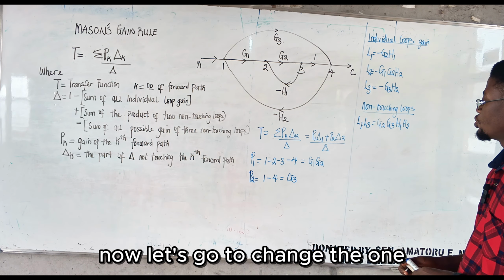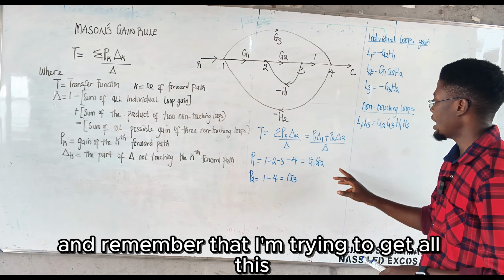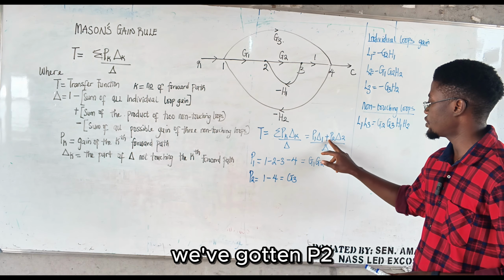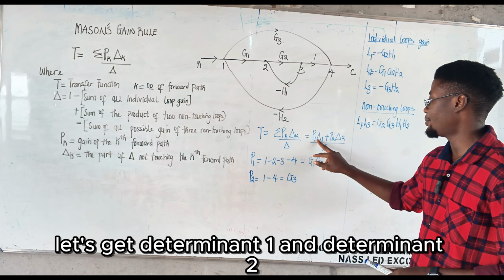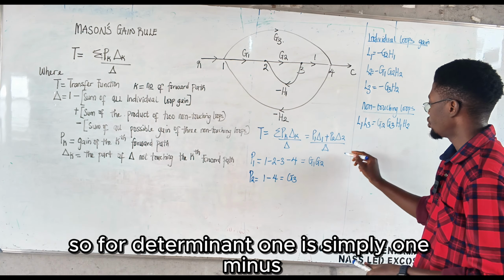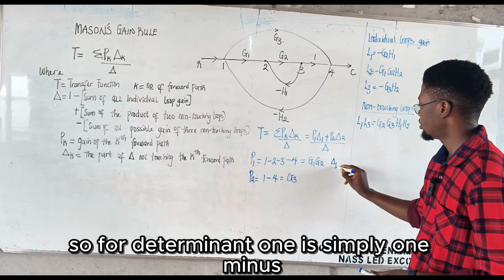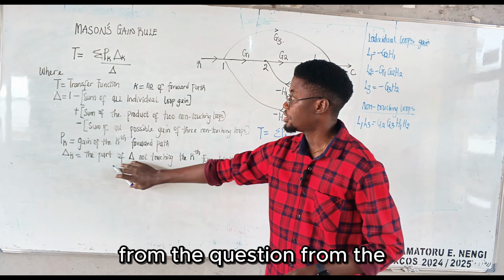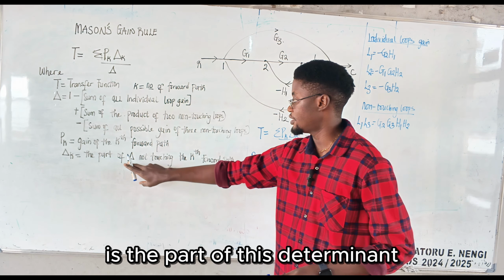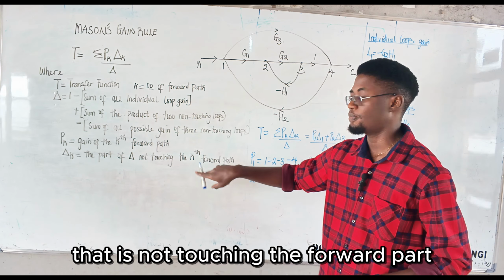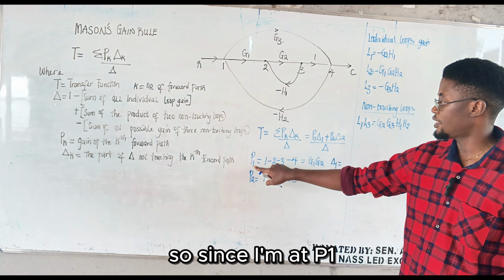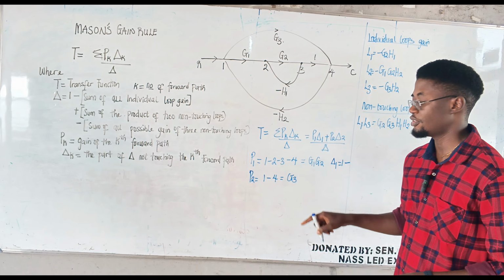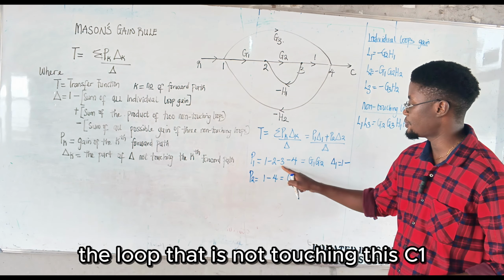Now let's go to change the one, and remember that I'm trying to get all this that is here. So we've gotten P1, we've gotten P2. Let's get the determinant 1 and determinant 2. Determinant 1 is simply 1 minus the part of this determinant that is not touching the forward path. Since I'm at P1, I'm trying to get 1 minus the loops that are not touching this P1.